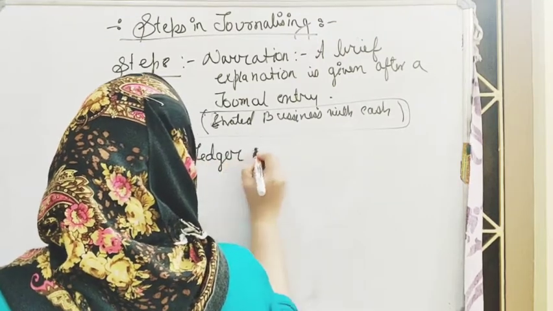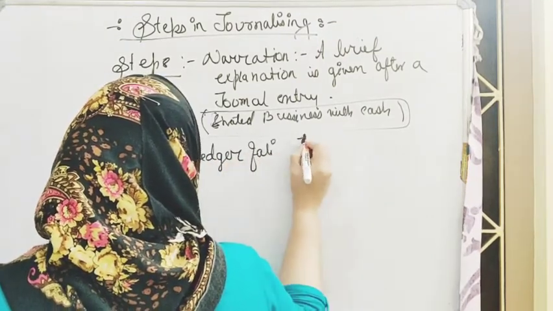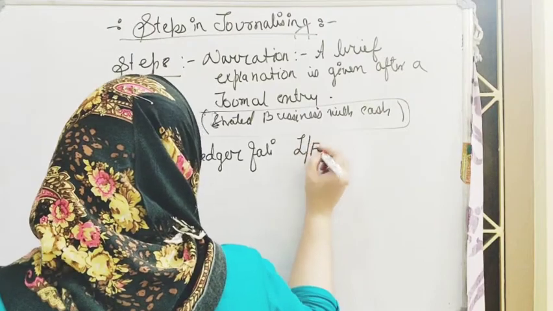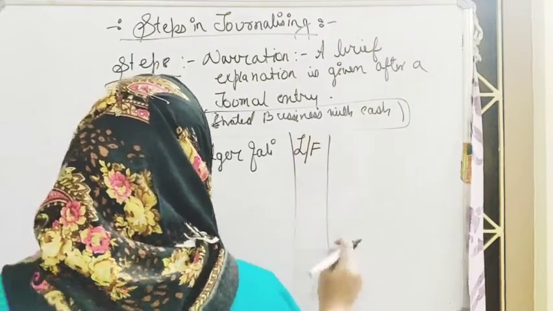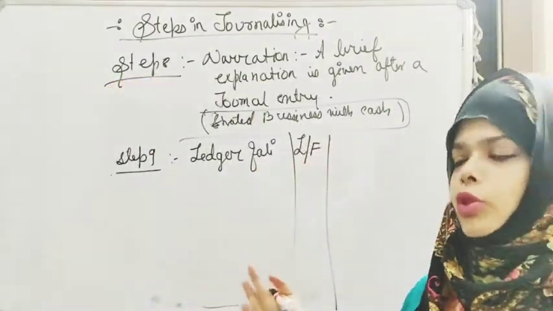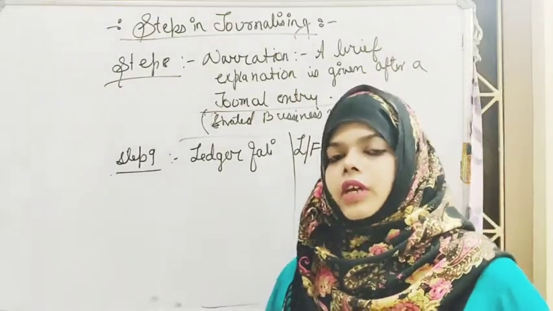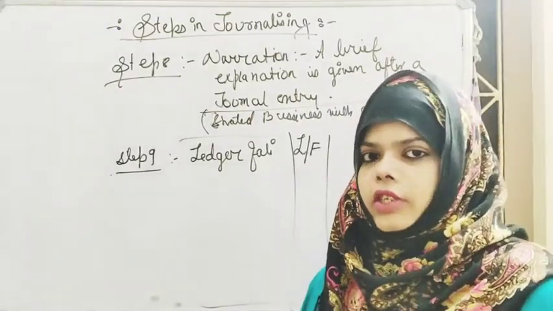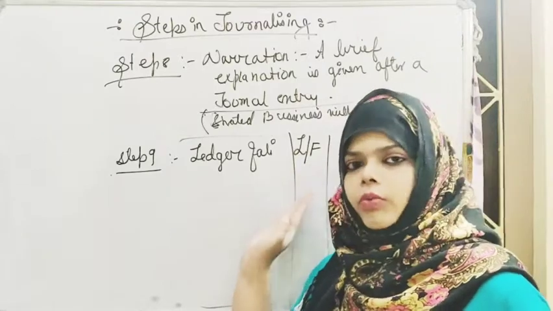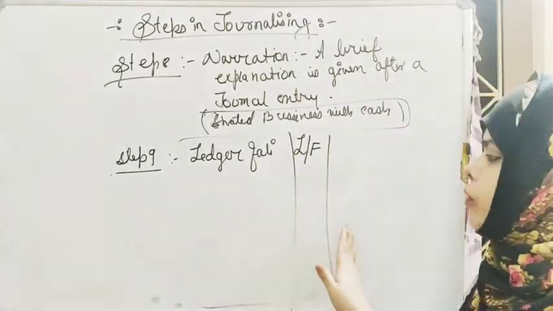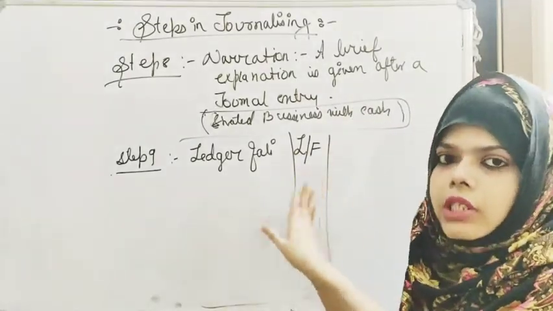Step 9: Ledger folio, that is LF. This is a column used for particular ledgers. If there are invoices in a business transaction, the number of the invoice we have to write in this ledger folio column. The work of the ledger folio is this much.